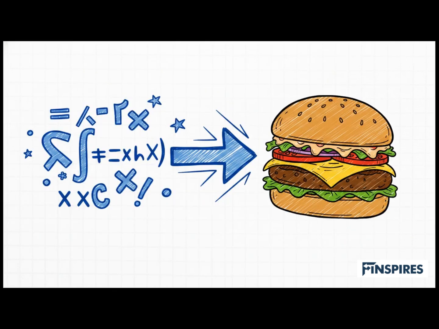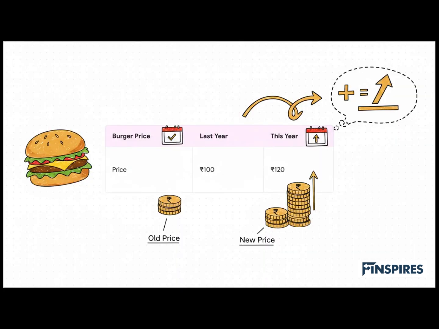You know, theory is one thing, but the best way to really get this stuff is to see it in action. So let's do our first practice problem with something we can all relate to, the price of a good old burger. Okay, so here's our scenario. Last year, this burger cost 100 rupees. This year, it's 120. That's it. We have our old price and our new price. Now, all we have to do is plug these numbers into that formula we just saw.